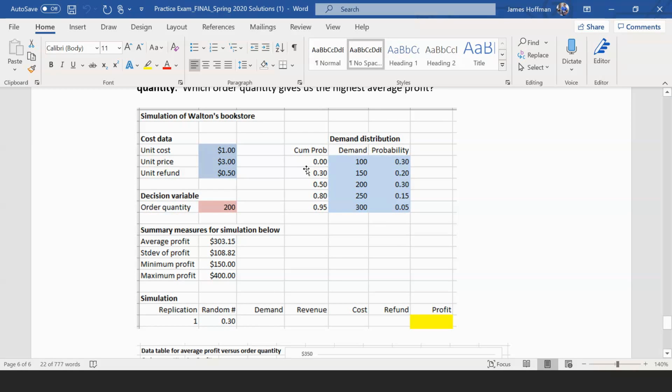So just know that like I said, if it's between 0.0 and 0.3, it's 100. But if it's 0.3 or higher, then it goes to 150. So if it's the actual number, like 0.0 or 0.3 or 0.5, it goes to the number that's right next to it. So if it's exactly 0.3, the demand's going to be 150. Okay, so that's easy. If it's exactly the number, just look at the demand next to it. So a random number of 0.3 gives us a demand from the table of 150.